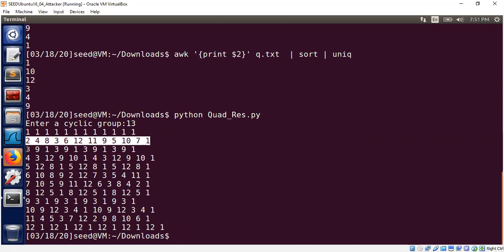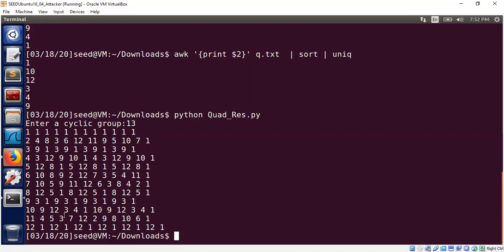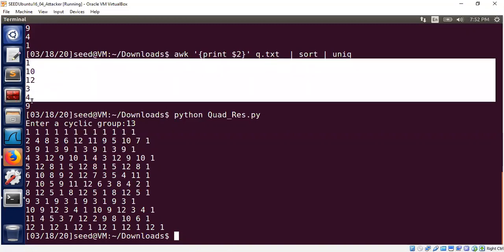3 can't be a generator because it only generates the first 3 numbers. 4, no, because it only generates a few numbers before it gets a 1. The square numbers naturally cannot be a generator. See here, what are the generators we have? 2 is a generator, 6 is a generator, 7 is a generator because it generates all of the elements, and 11 is a generator. So the generators are different from the square numbers. The square numbers are 1, 10, 12, 3, 4, 9.